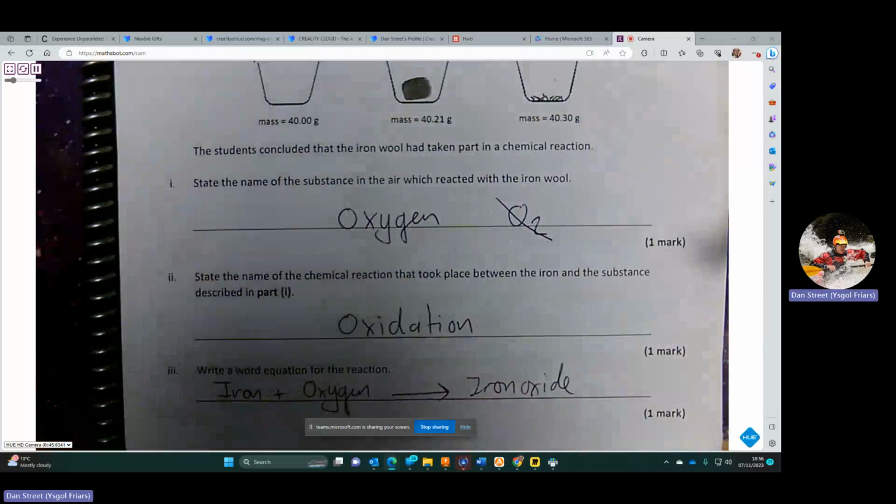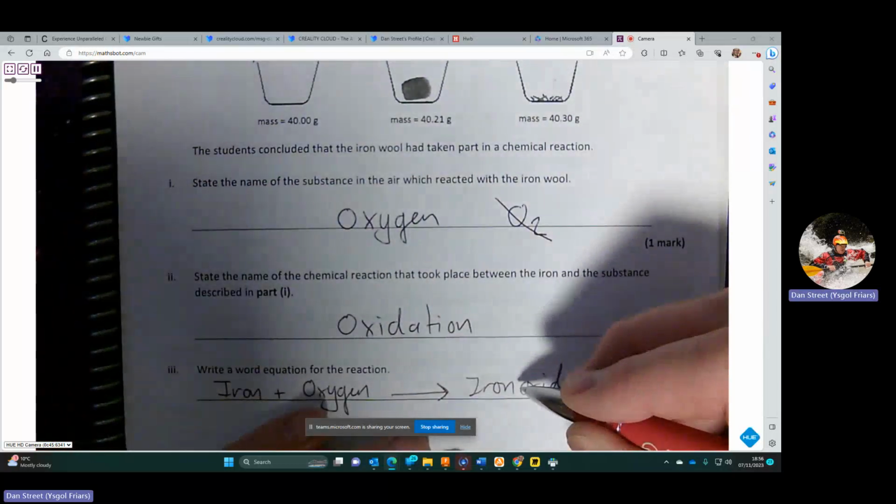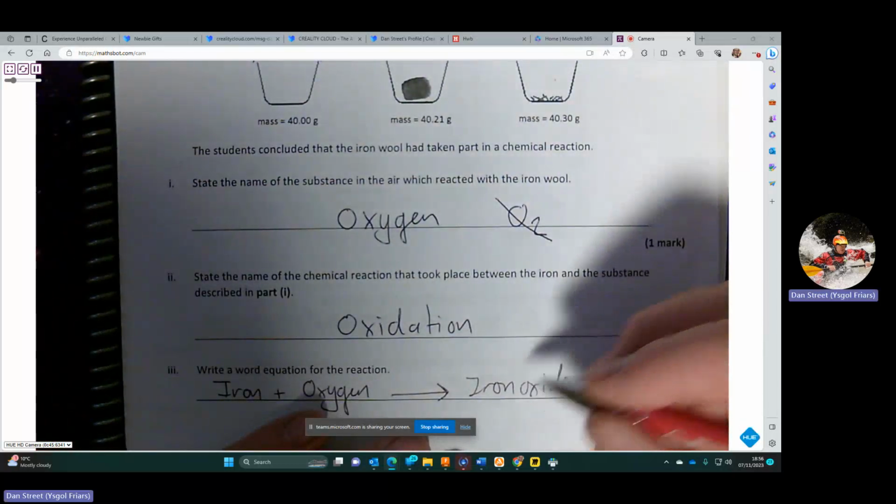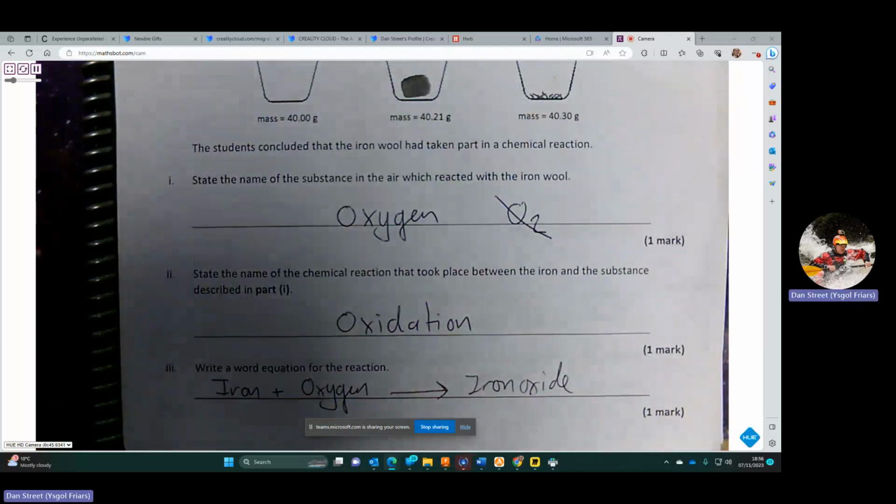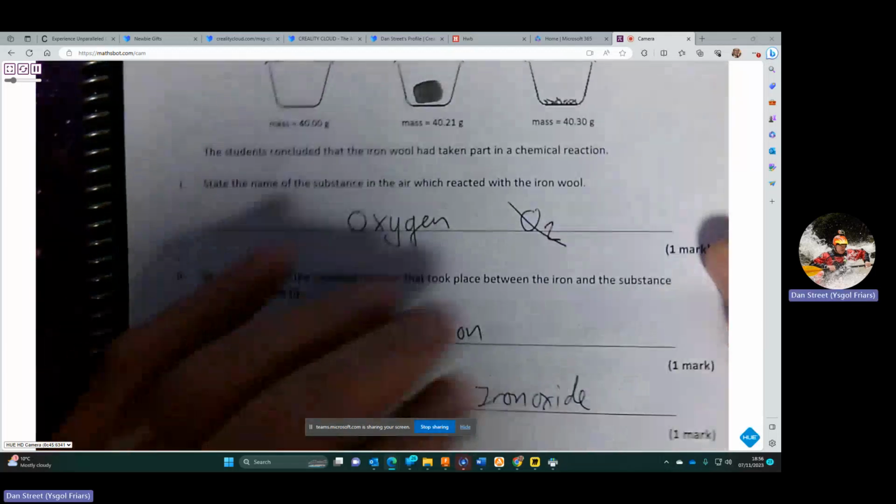If we wanted to be complete about this, we could put, no, actually no, that iron oxide is a perfectly sufficient answer. Okay.